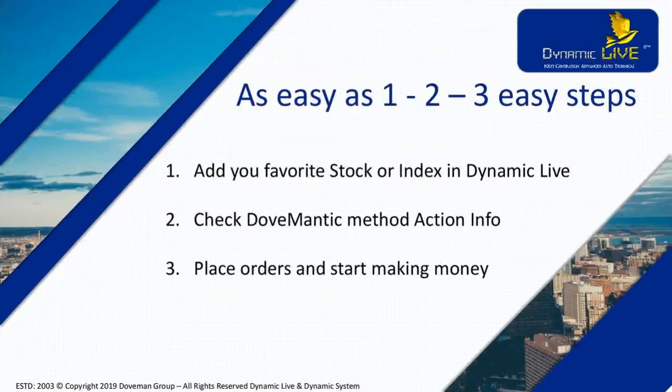Your job is to simply follow these 1, 2, 3 easy steps. So what are these easy steps? First, once you have opened Dynamic Live, just add your favorite stock or index, whichever stock or index you want to check, as I just did when you people asked me about different stocks. Just add them. Once you have added it, look at this Dowmantic method action information. Whatever it tells you, simply follow it, right? And then based on that, simply place your orders and start making money.